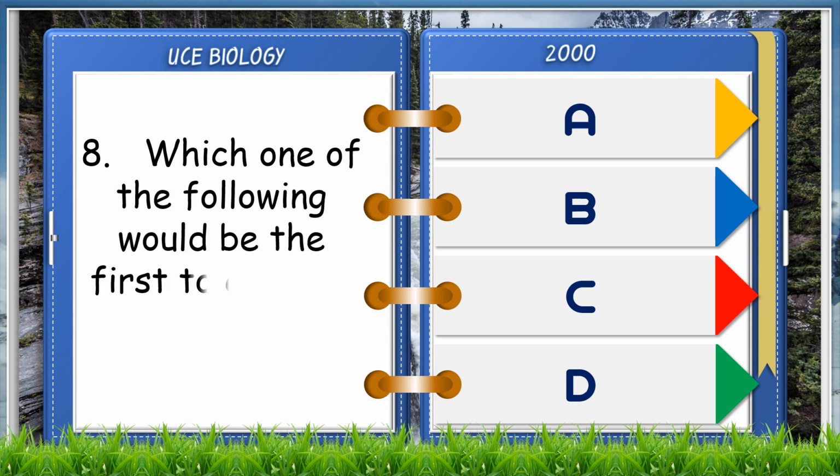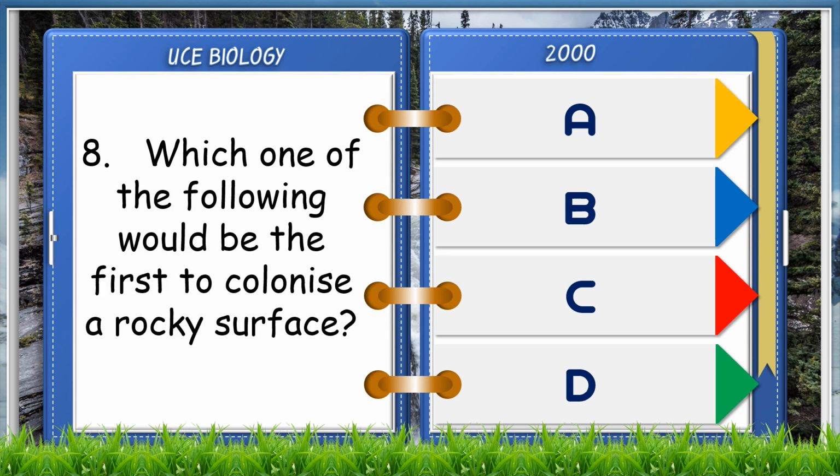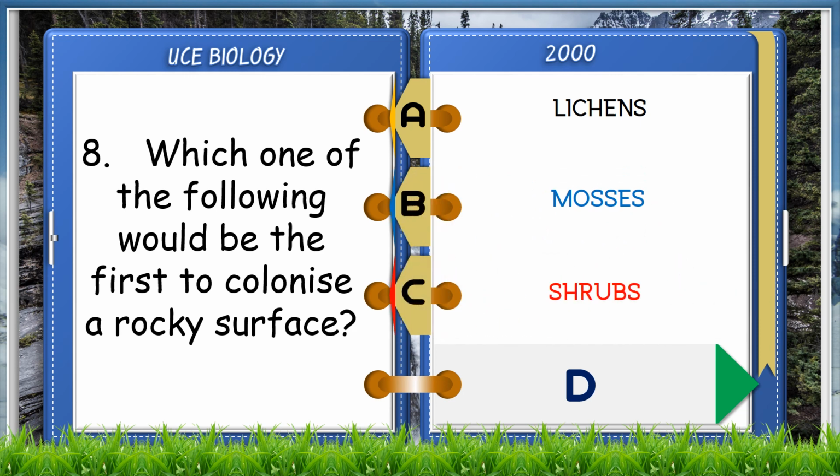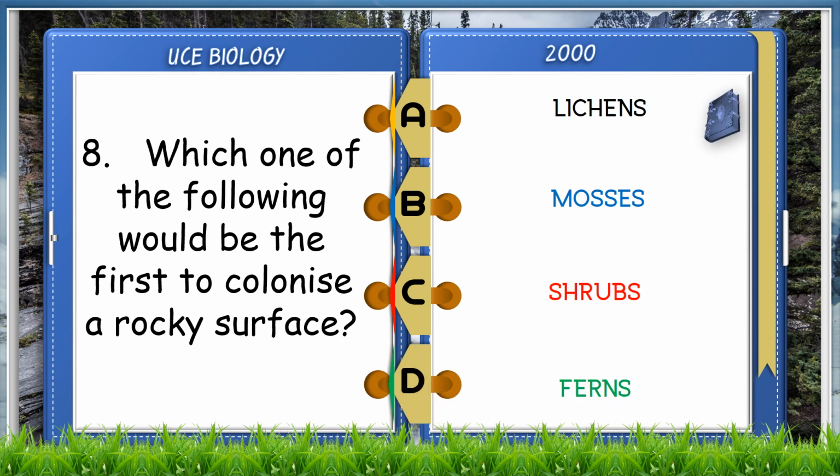Which one of the following would be the first to colonize a rocky surface? A. Lichens. B. Mosses. C. Shrubs. D. Ferns. The answer is A. Lichens.